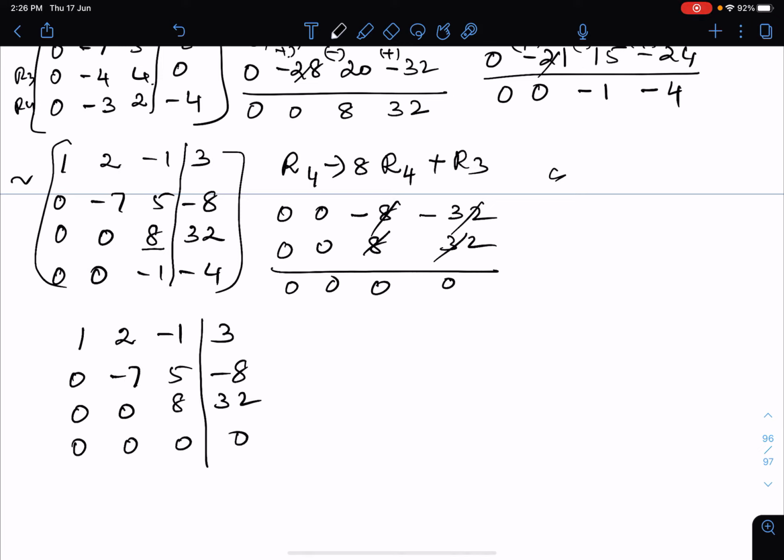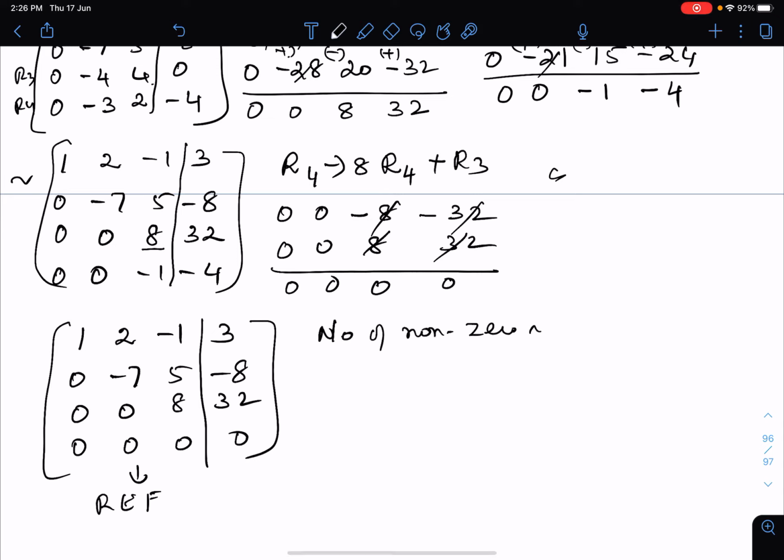Now we have reduced to row echelon form. So below our principal diagonal, all the elements are 0. If you get extra zeros, nothing to worry. Now we are going to write the number of non-zero rows. That only will help us to find out the rank. Number of non-zero rows: this is 1, this is 2 and this is 3. So number of non-zero rows is 3.